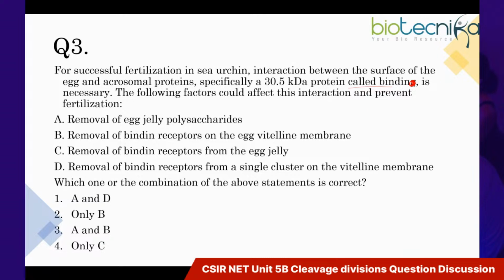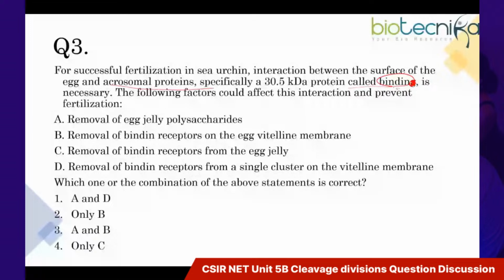That between the egg surface and binding, we need the interaction, right? For successful fertilization. So if you remove binding, that can prevent fertilization, isn't it? If you remove binding receptors, that can also block fertilization, isn't it? But where is binding present? It is already mentioned over here.